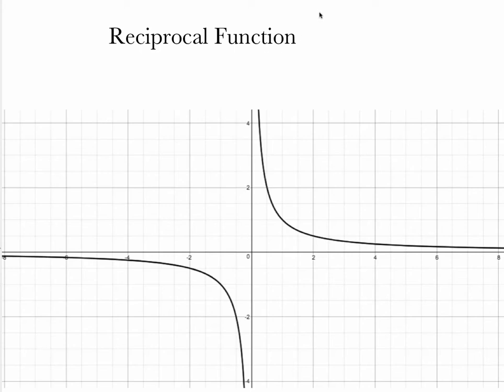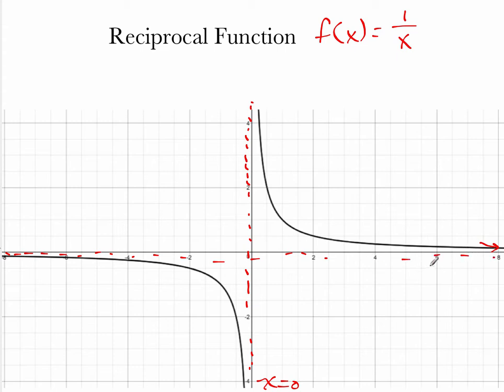The reciprocal function is defined to be f of x is equal to the reciprocal of x, or 1 over x. Now we can't have a 0 in the denominator, so we're going to have a vertical asymptote at x equals 0. As x becomes infinitely large, this is going to go to 0 very quickly. And as x becomes infinitely large in the negative sense, this will go to 0 as well. So we're going to have a horizontal asymptote of y equals 0.